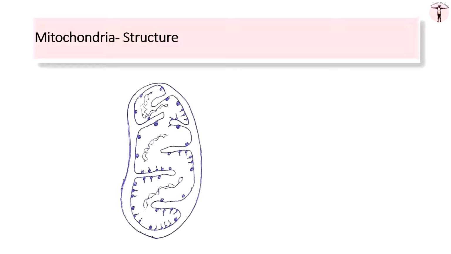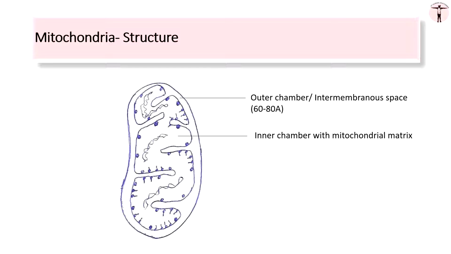The outer chamber is the space between the outer and inner membranes. It is 60 to 80 angstroms wide, and is filled with a fluid. The inner chamber present in the interior of each mitochondrion is filled with a gel-like substance called the mitochondrial matrix, which contains a circular form of DNA, RNA and important enzymes, like that of bacteria.